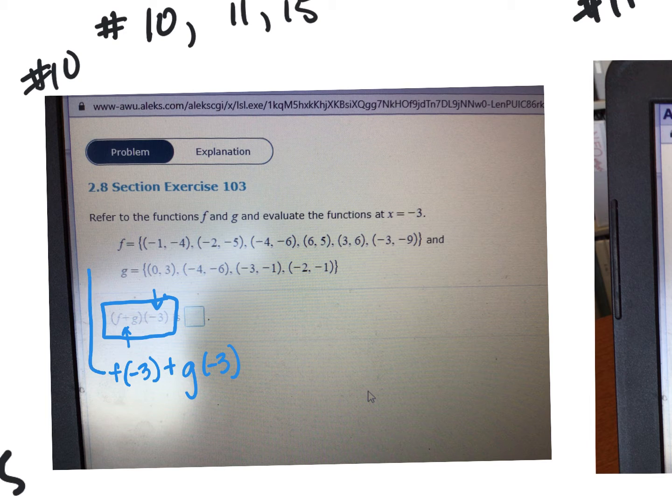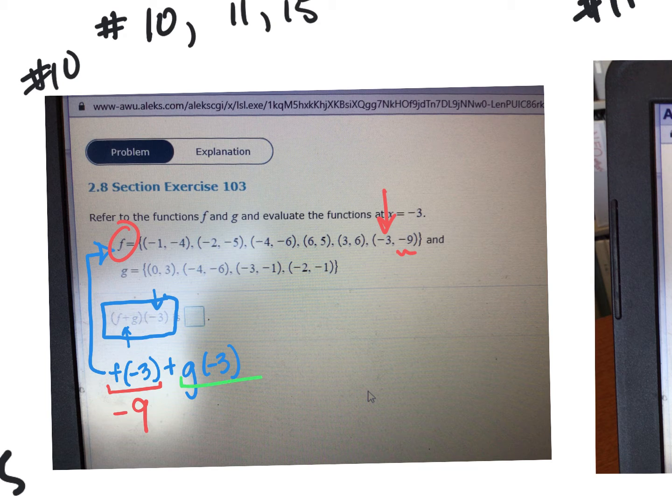So we're going to use our function given to us as these sets of points to evaluate that function. So there's nothing to actually plug in and calculate, but to look and see where this fits into the function. So f of negative 3, I'm going to look and see where I have an input of negative 3 in function f, which is right here. It outputs a negative 9. So f of negative 3 is negative 9.